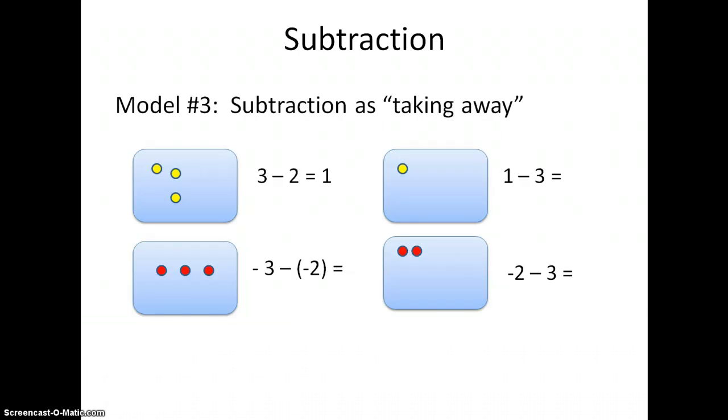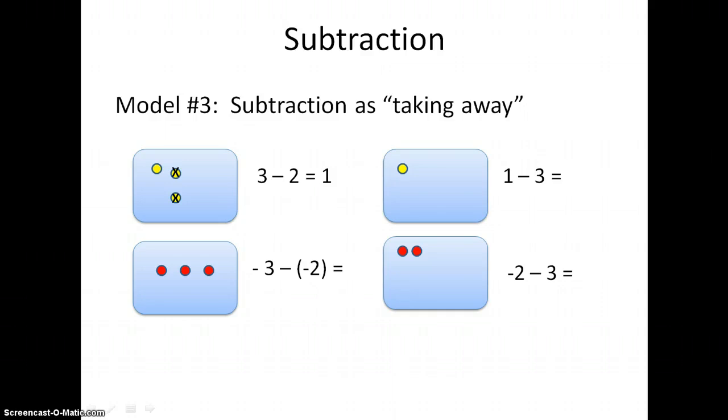Okay, and the third way we've done in class with integer chips, so let's just model this again. Subtraction is taking away. The first example is the easiest one to see. 3 minus 2 is 1. So we have the yellow integer chips that are positive and the red integer chips that are negative. So in the first example, we had 3, we took away 2, and we left with our answer of 1.